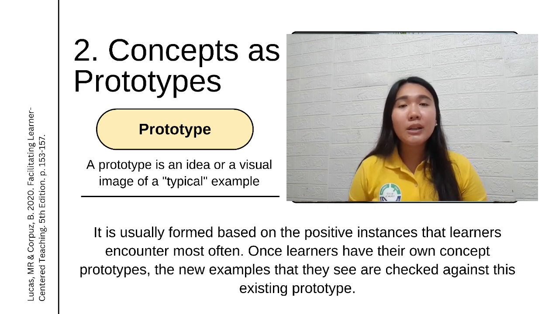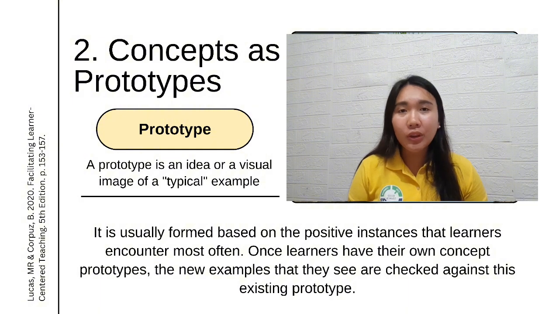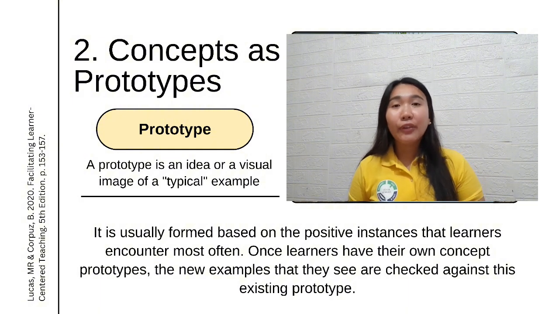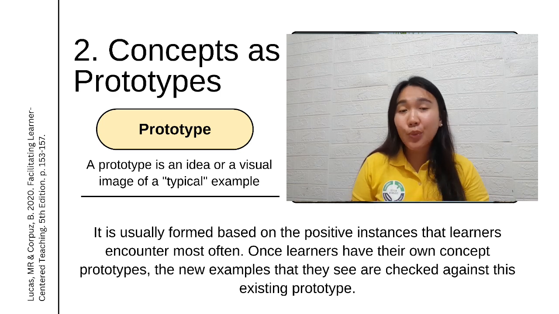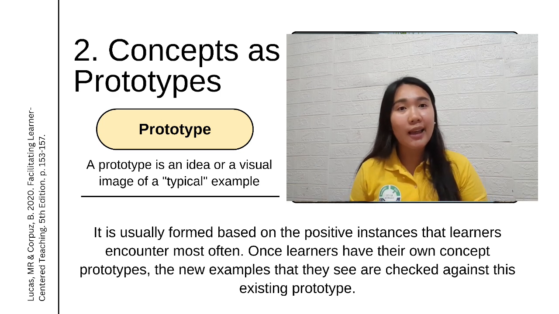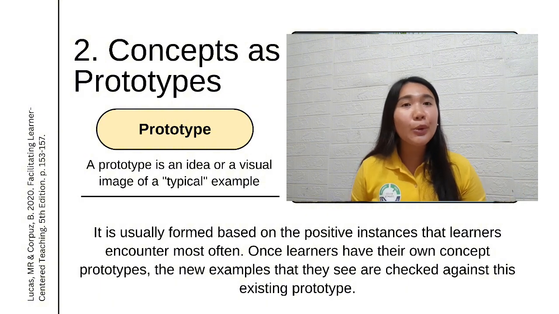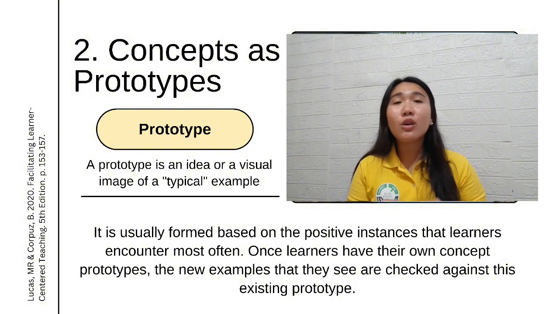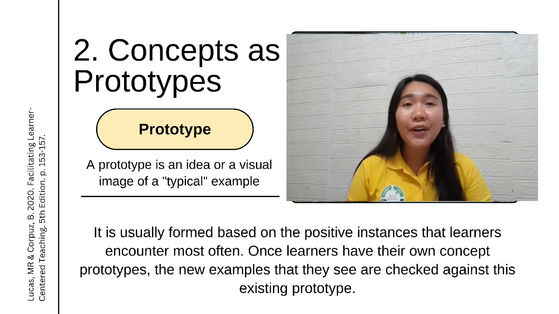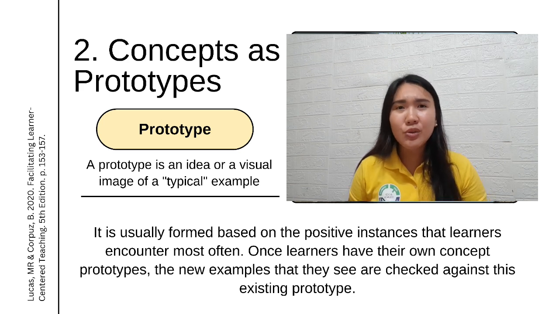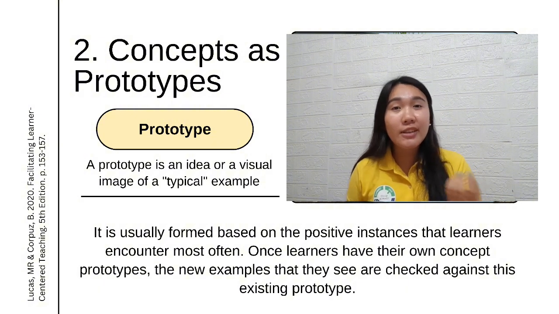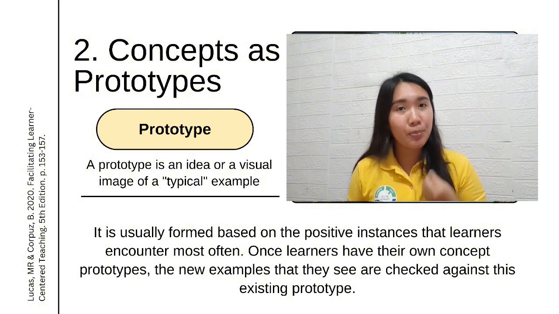So for example, fruit. Our prototype for fruit might be round, red, sweet, and juicy. So that is apple. Now we are encountering new instances. For example, we have this strawberry. Strawberry is small, red, and sweet, but not round and juicy. It is still considered a fruit because it shares enough features with our prototype.